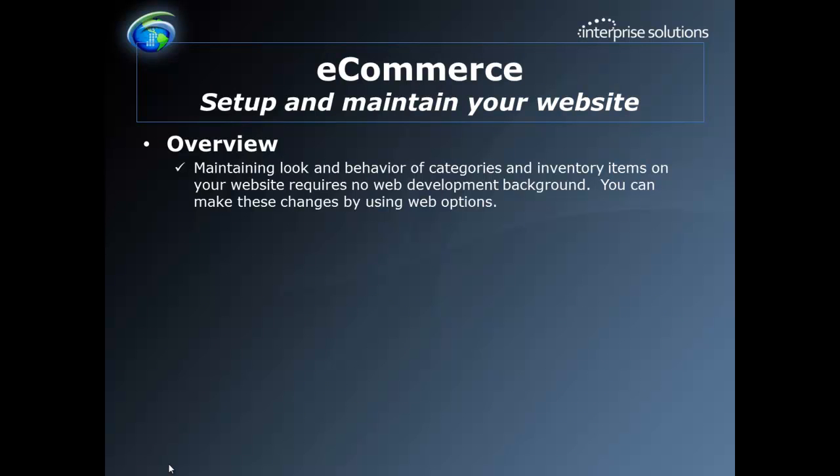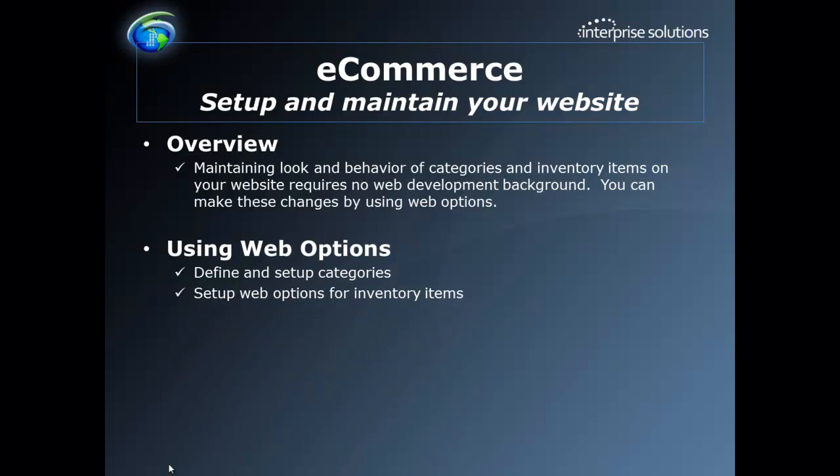Maintaining the look and behavior of categories and inventory items on your website requires no web development background. You can make these changes by using web options. When using web options, first define and set up your categories, then set up the web options for each individual item.